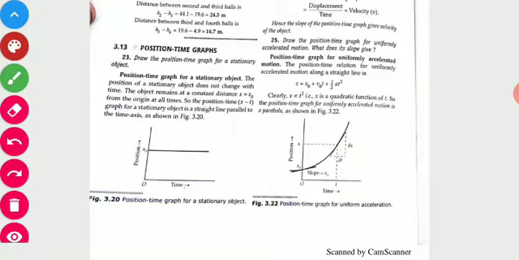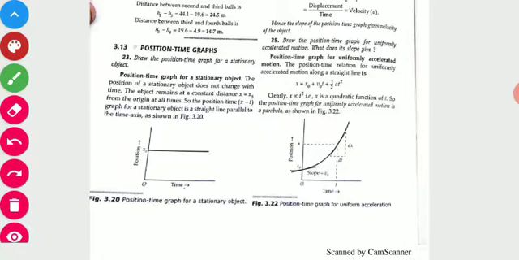So, our topic today is the position time graph. First of all, students, what is a graph? A graph is basically a pictorial representation. We can say a picture which is showing the relationship between any two quantities.